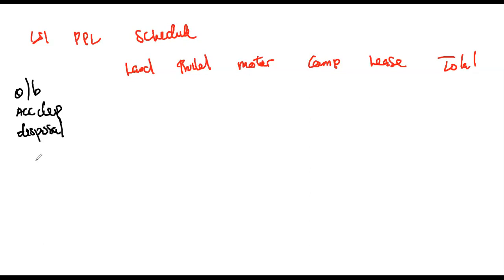And then, was there any additions? These are just common sense. I'm putting all these things just to show you how you can put it in the exam. But in this question, we don't even know if these things are there, so you just come and leave them blank. And then what else do we have? Then we are going to have our closing balances.